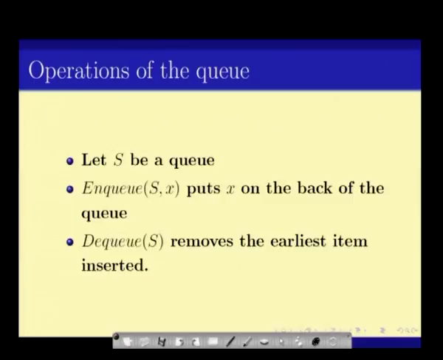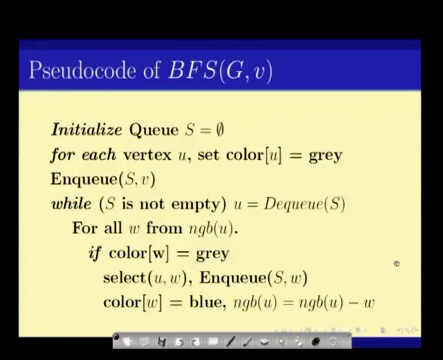So, just to look at the pseudocode of it, the operations of the queue are that we have two operations. We have this NQ, which basically puts the element in the back of the queue, and we have another thing called a DQ, which will remove the earliest from that queue, and using that we can obtain a pseudocode. It is exactly the same object.